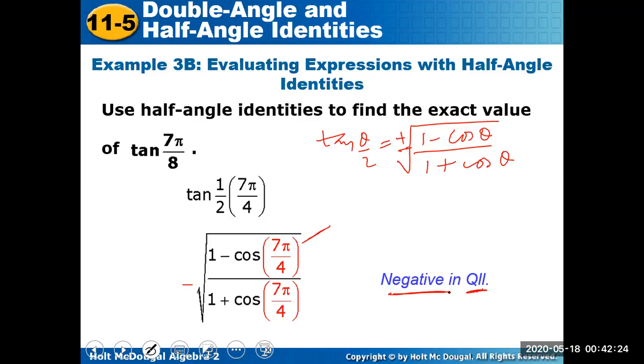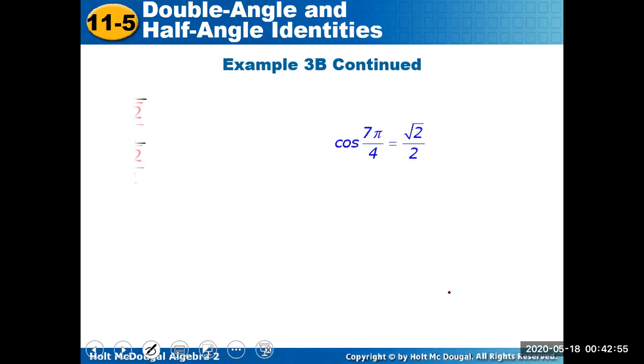Also, for cosine 7 pi over 4, the reference angle is pi over 4, and 7 pi over 4 is in the fourth quadrant, as I said, and cosine is positive in the fourth quadrant, so you can just apply the value. Pi over 4 is your reference angle, so it's 1 by root 2, or root 2 over 2 if you rationalize the denominator.